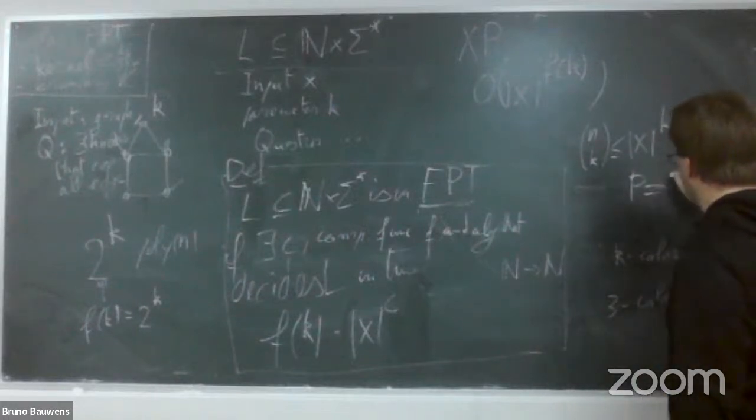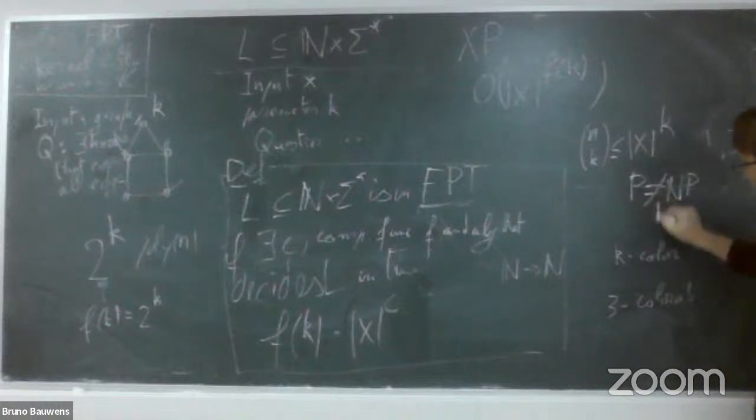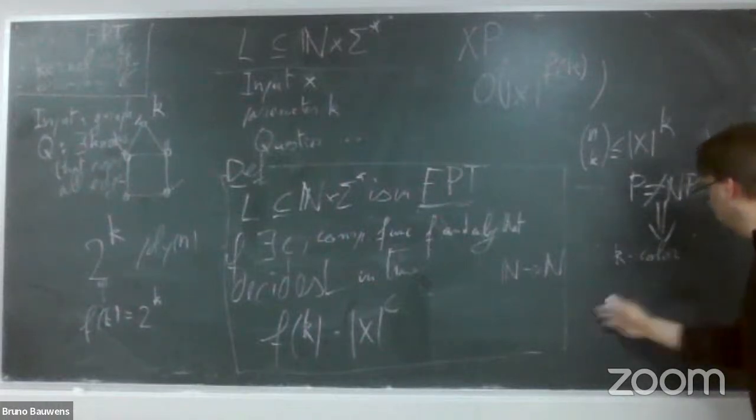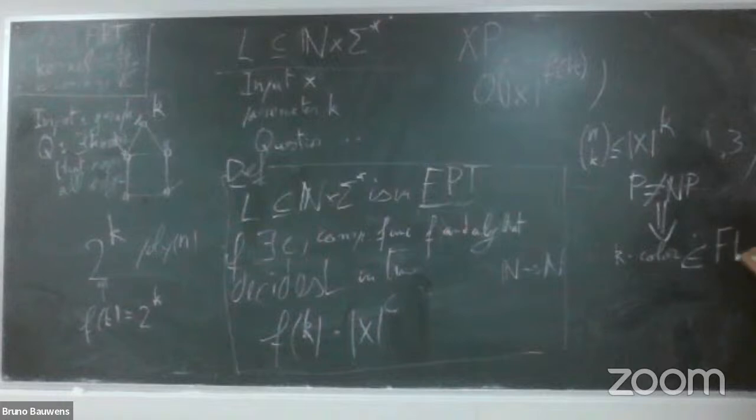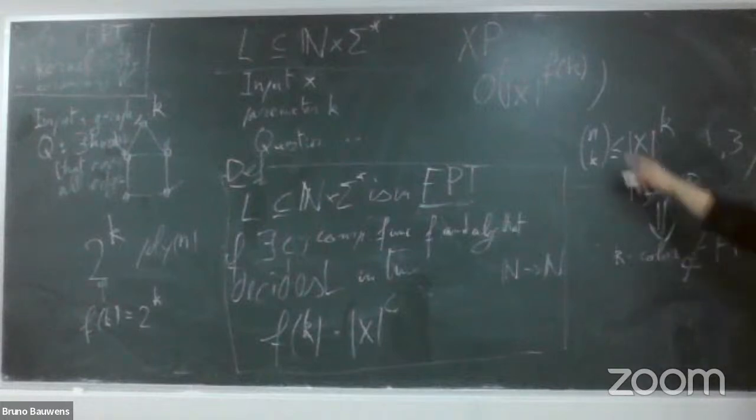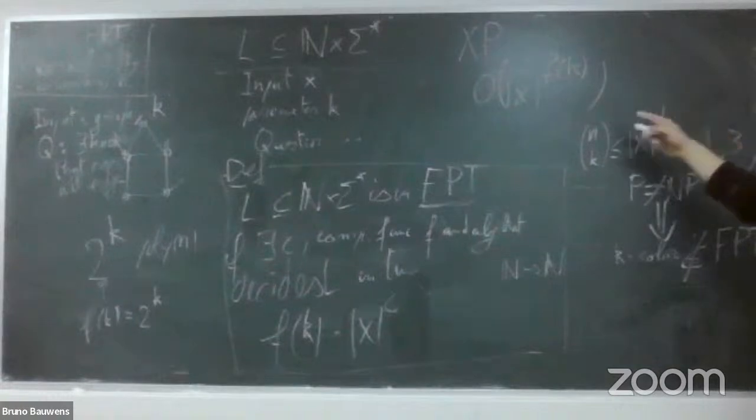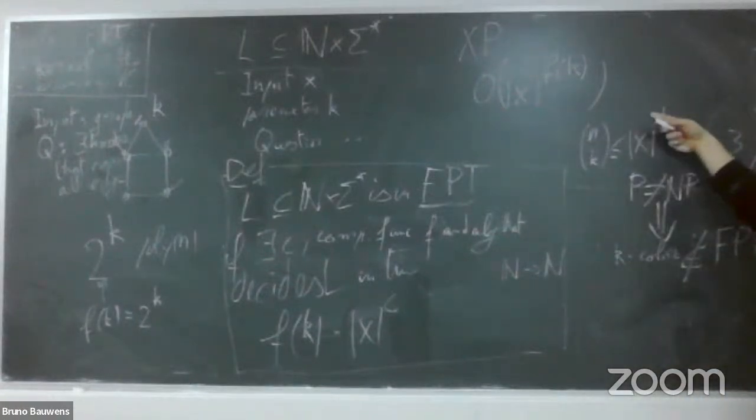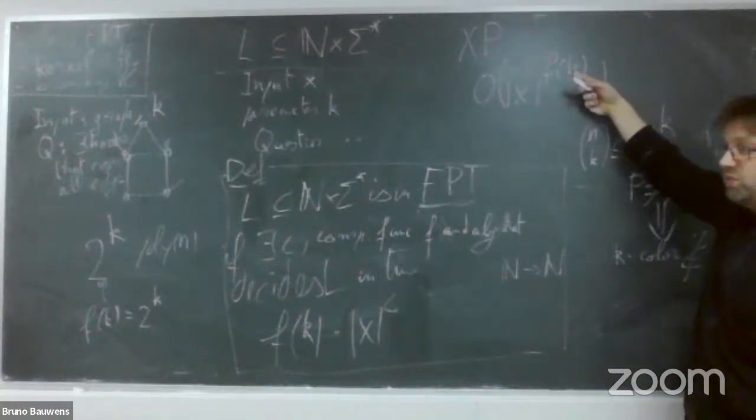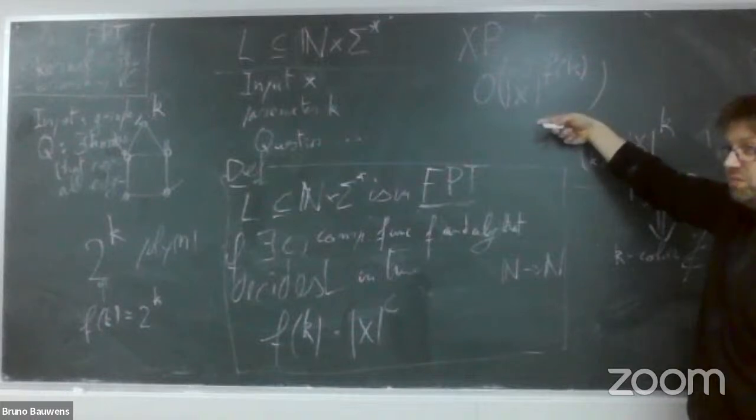So P not equal to NP implies K-colorability is not in FPT. And it's also not slice-wise polynomial for the same reason. Here is the bound for slice-wise polynomial: if we set K equal to 3, we again have a polynomial.